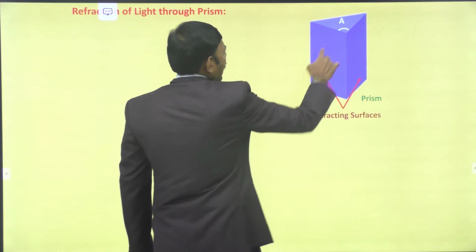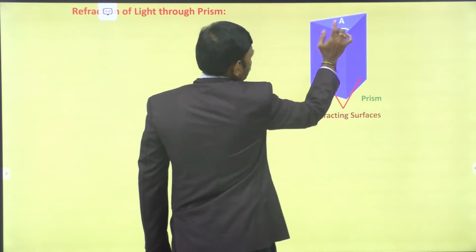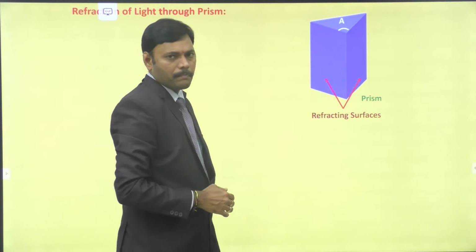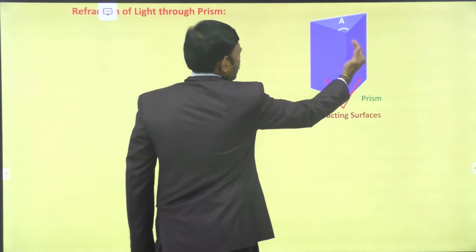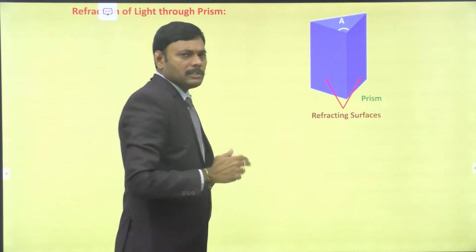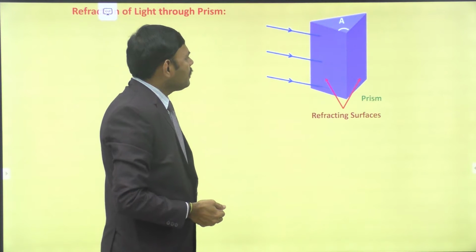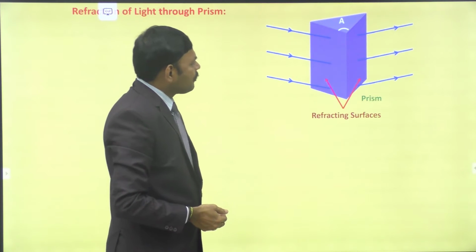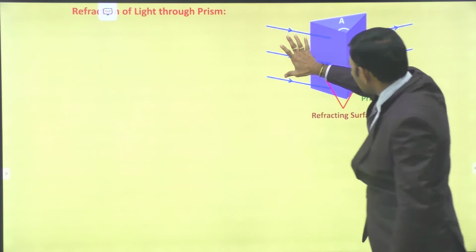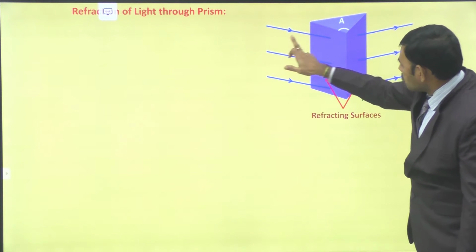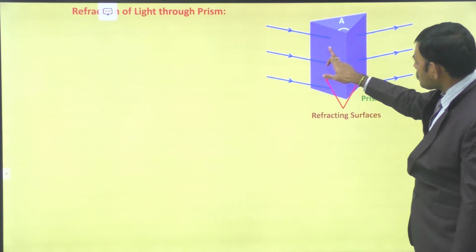Here the angle between these two refracting surfaces is known as the angle of the prism. The angle between the two refracting surfaces is the angle of prism. Generally we denote the angle of the prism by the letter A. Here let us observe the refracted rays. This is the light incident from the air medium onto the first refracting surface.